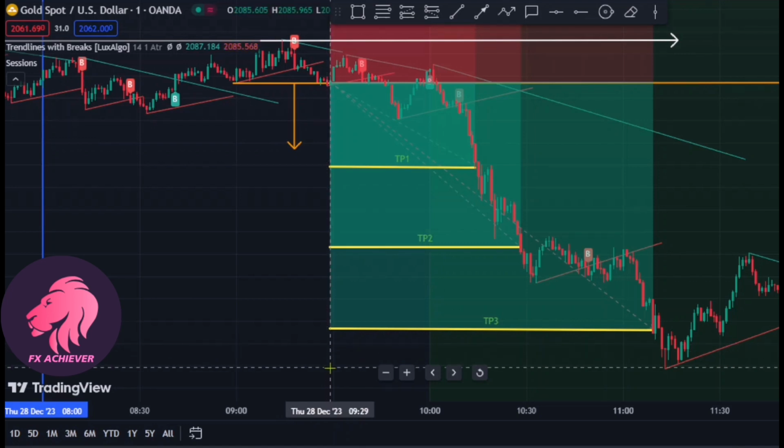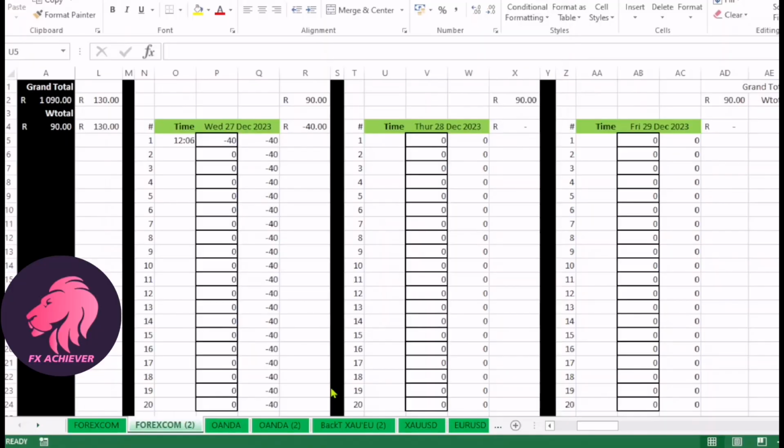As you can see here, the trade started at around 9:29, and all TPs were hit. So TP1 was 60, and then TP2 was 60 plus 60, which is 120, and TP3 is literally 60 times 3, which is 180. So on this day I made a profit of 360, and then after that I no longer take any trades.